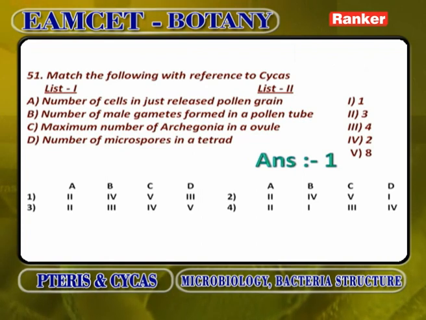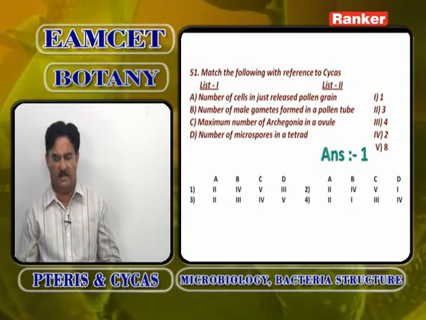Now, this is a matching regarding Cycas. Number of cells just released from pollen grain 3. Number of male gametes formed in the pollen tube 2. Maximum number of archegonia present in the ovule 8, 2 to 8 archegonia. Number of microspores in a tetrad is always 4. Just a minute. Microspores in a tetrad is 4.